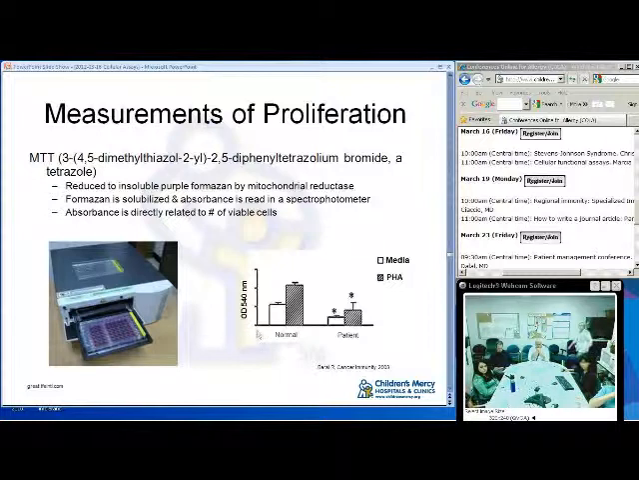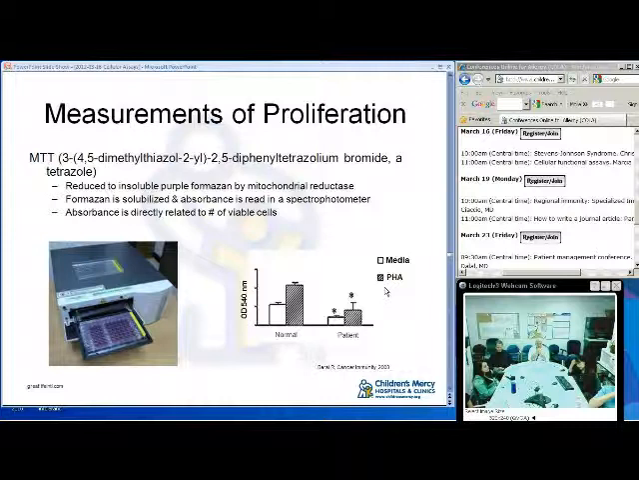And so here's an example of an MTT assay where we've looked at absorbance at 540 nanometers. Here's non-stimulated cells, and here's the cells stimulated with PHA, and here are the patient cells that have a lower PHA response than the normal.